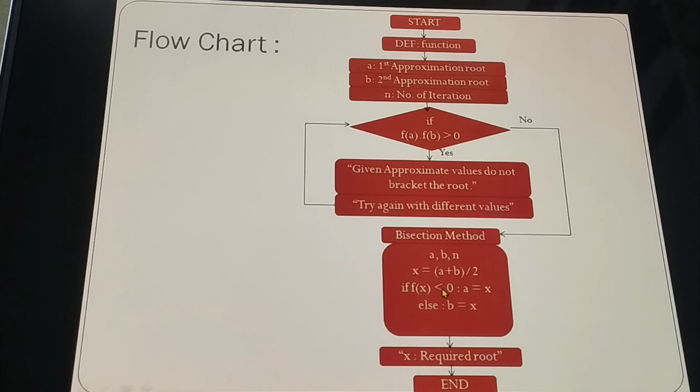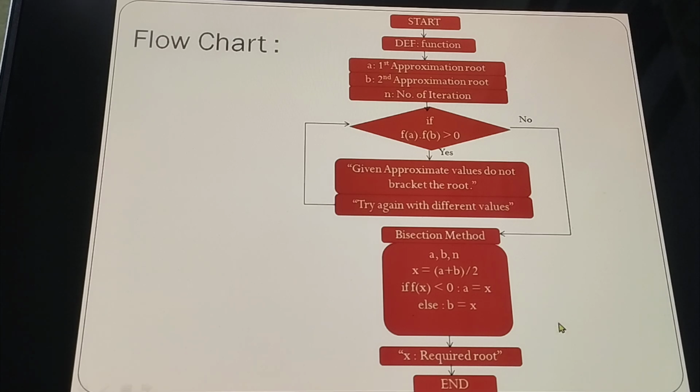And if f of x is not less than 0, then the value of b should be replaced. This is the only concept we use in the bisection method. We keep going for the number of iterations as the question asks, and then the final value we get for x is our required root. That will be the end of the program.